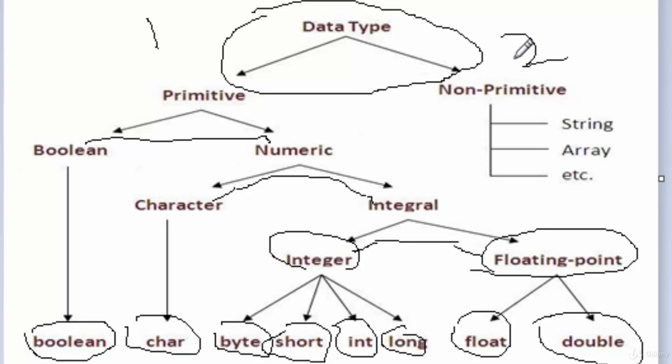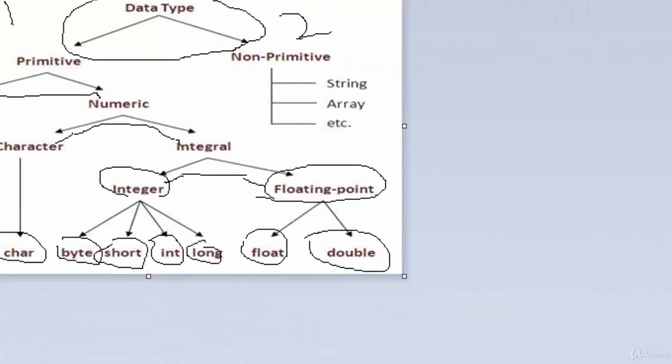If we go to the second type, non-primitive data types, non-primitive or reference data types are the more sophisticated members of the data types family. We have string, array, and more data types in our non-primitive data types. So now we come to the examples of these primitive and non-primitive data types.